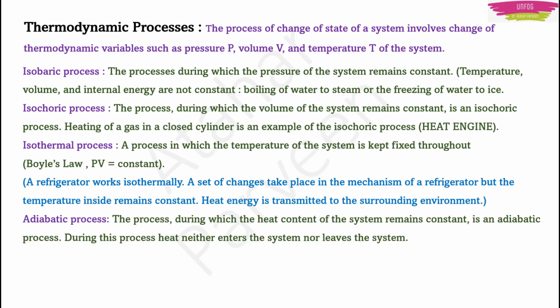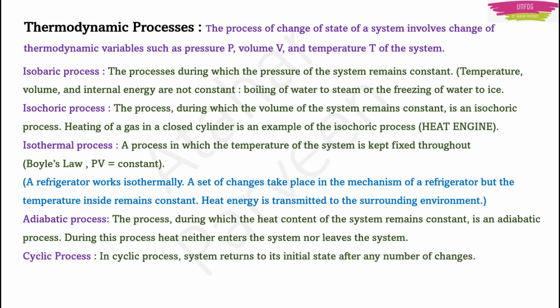Next is the adiabatic process. In adiabatic process, the heat content of the system will remain constant. Remember, in isothermal process, thermal means temperature; adiabatic means heat. Okay. In isothermal, temperature was constant. In adiabatic, heat will be constant. Okay. During this process, heat will neither enter the system nor leave the system.